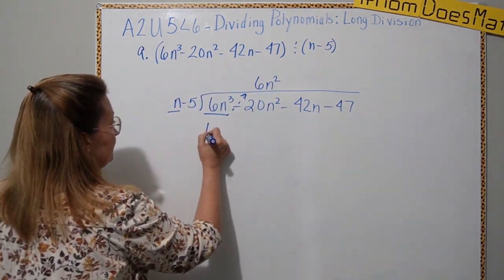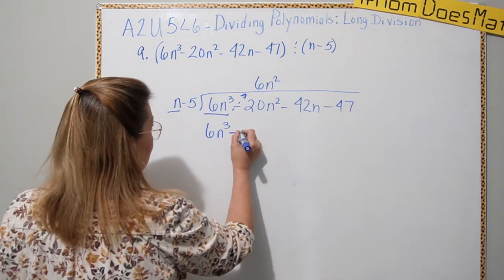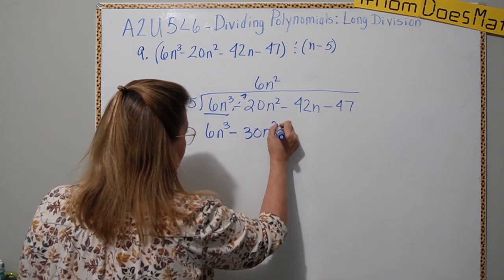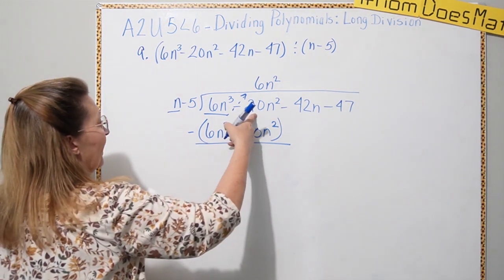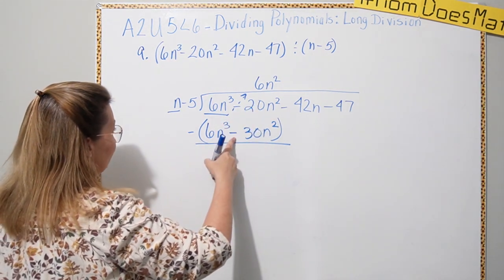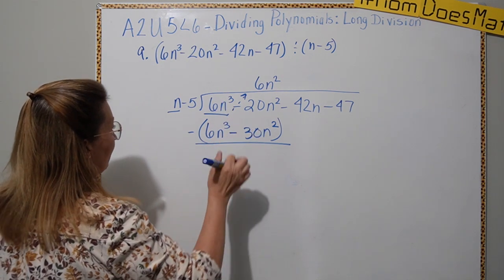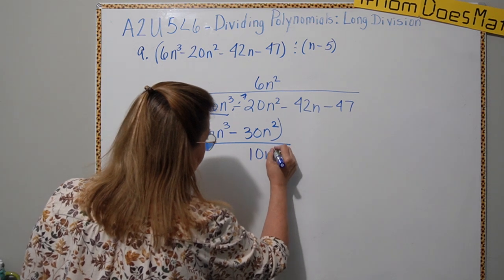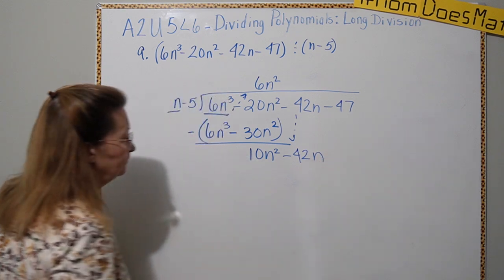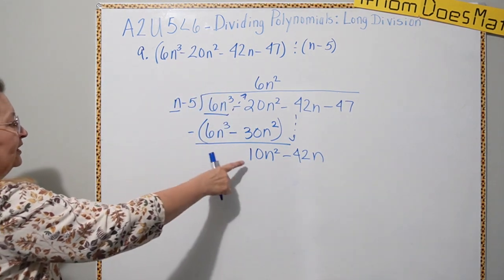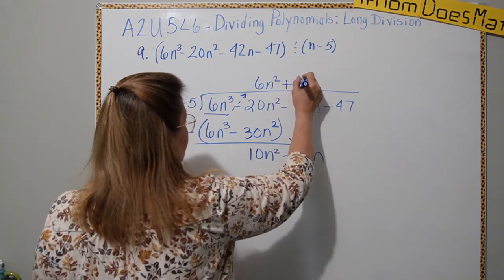6n to the second times n is 6n to the third. And then 6n squared times negative 5 or minus 5 is going to be minus 30n to the second. Okay? Let's subtract. These two cancel. Now a minus 20n minus a negative 30n, these two change to plus a positive. So negative 20 plus positive 30 is going to be positive 10n to the second. And then we're going to bring down minus 42n. Okay? Now, how many times will n go into 10n to the second power? Well, it's going to be a plus 10n.